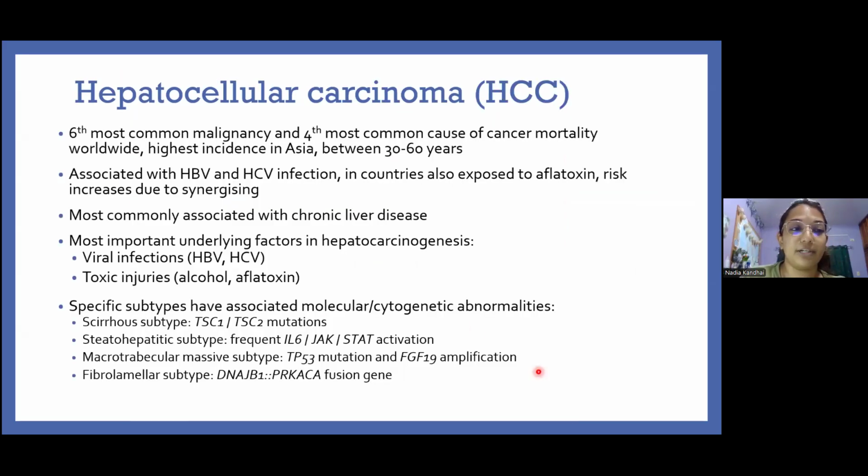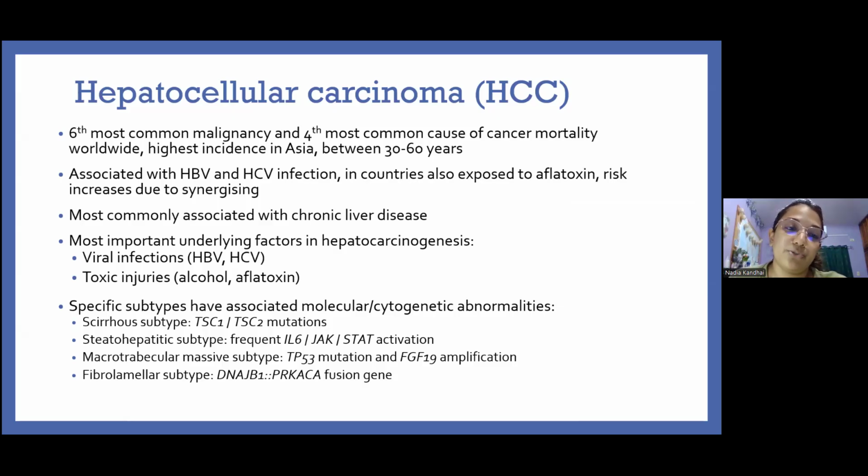So hepatocellular carcinoma is the most common primary liver malignancy worldwide, in 80% of cases. The highest incidence is in Asia, and it is the most common cause of cancer mortality worldwide. It's associated with hepatitis B and hepatitis C virus infection, as well as in countries exposed to aflatoxin, as the risk increases due to synergizing.